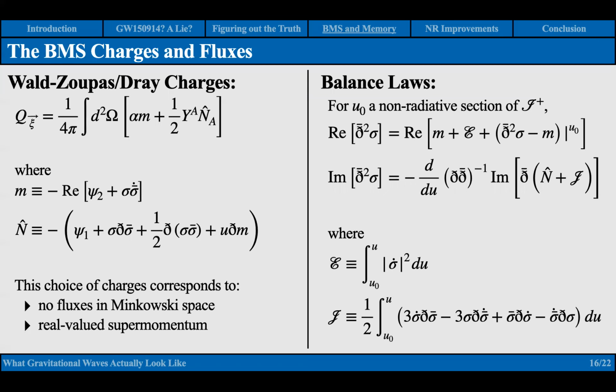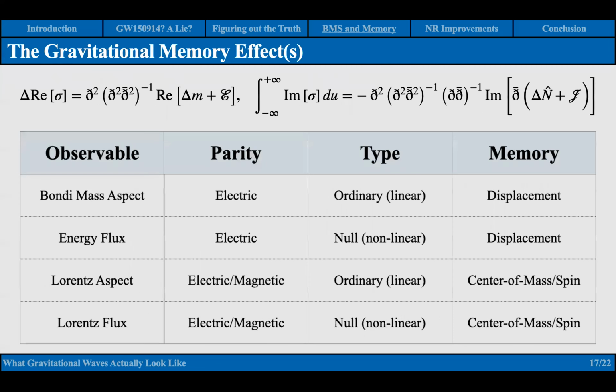And so it turns out that from these balance laws, you can actually identify many different types of memory. Here I've written these balance laws as a net change over time, where this delta means you take the value at plus infinity and subtract the value at minus infinity. And for the imaginary part, you actually have to integrate it. And so what you learn is that the memory I was showing you earlier is called displacement memory because it corresponds to observers being displaced.